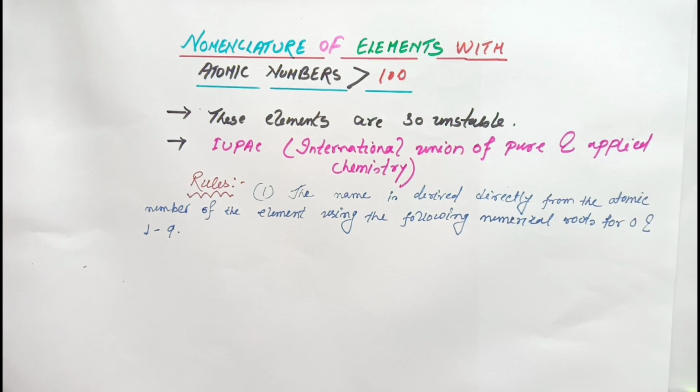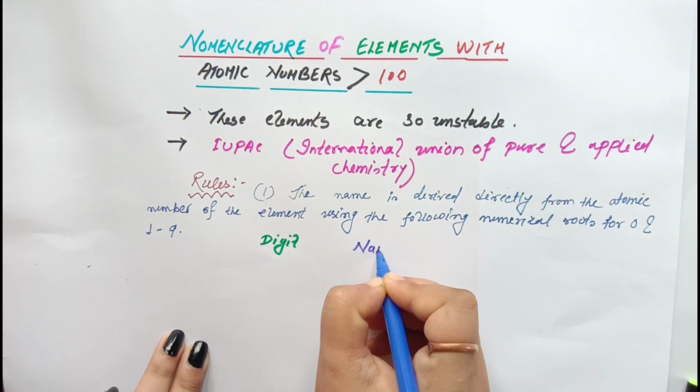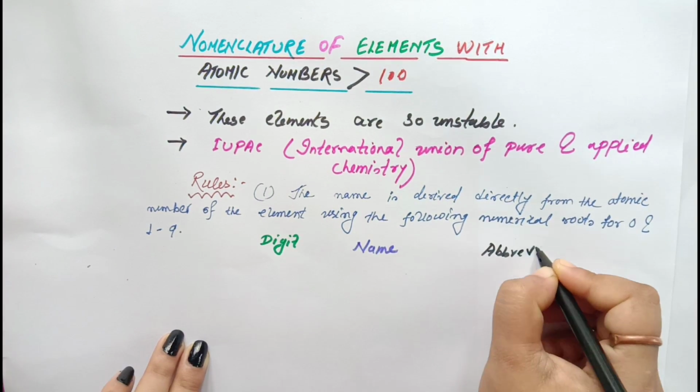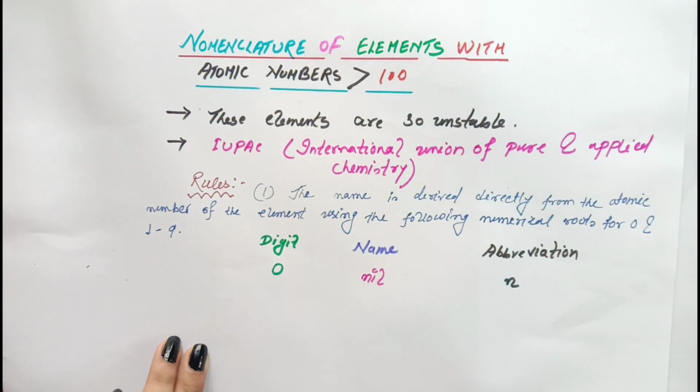The name is derived directly from the atomic number of the element using the following numerical roots for 0 and 1 to 9. So they used Latin words for the naming of these elements. For the digit 0, the name will be nil, abbreviated as n. For 1, it is un, abbreviated as u.